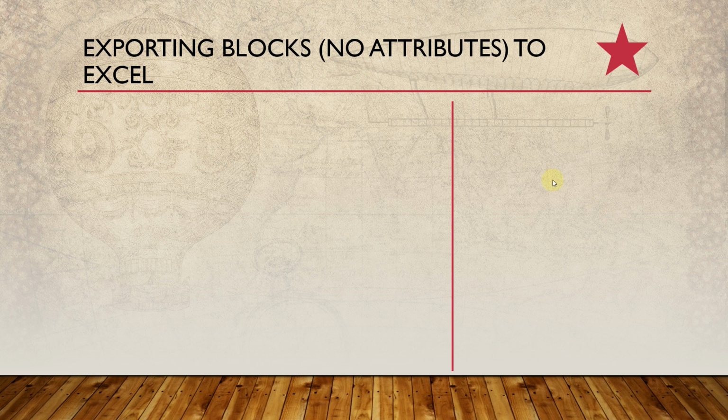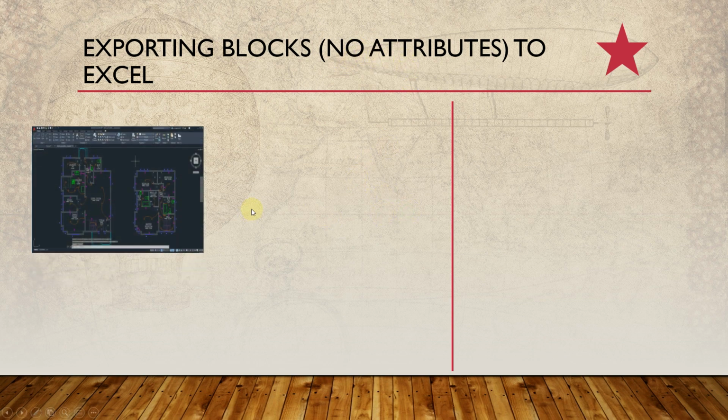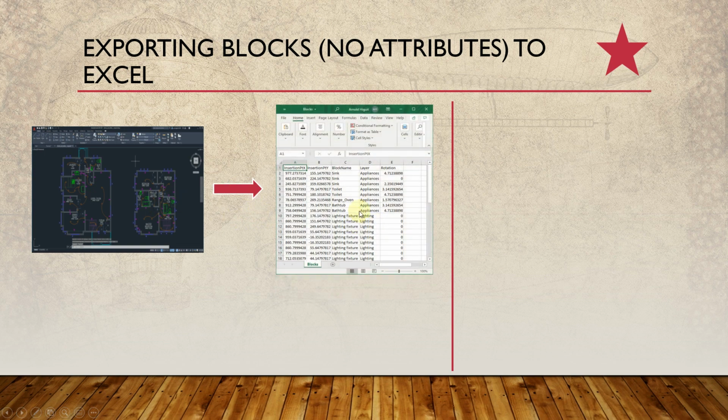Welcome back. So now we are going to extract or export blocks into Excel, but this time only the blocks without attributes. So from our AutoCAD, we will export to Excel using these columns: the coordinates, both the insertion point X and Y, the block name, the layer, and the rotation.